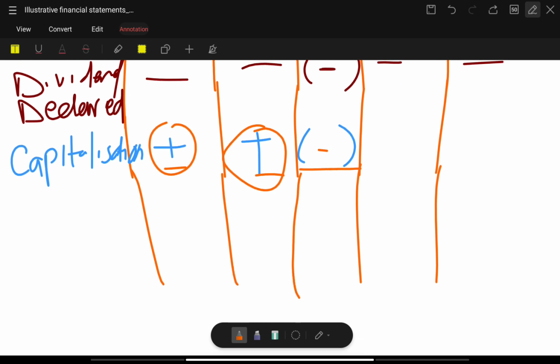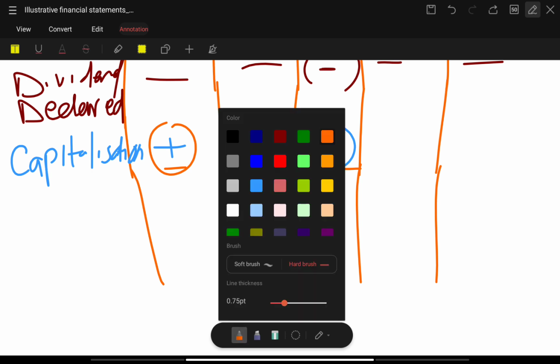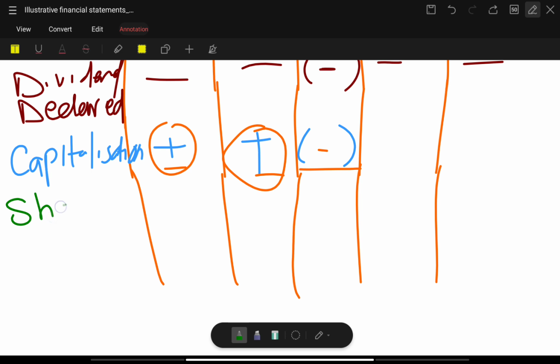Then you are done with your capitalization. Then you have this thing called share issue costs.